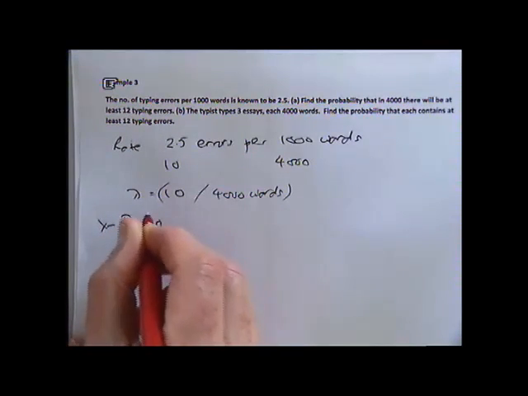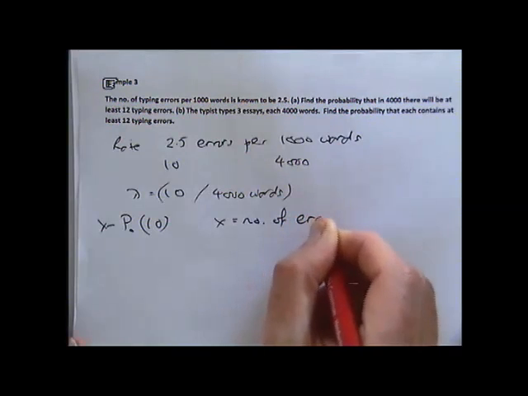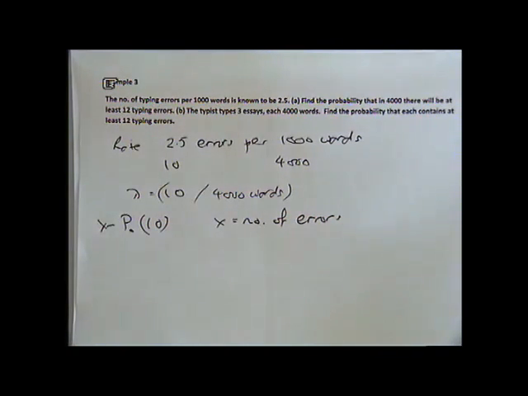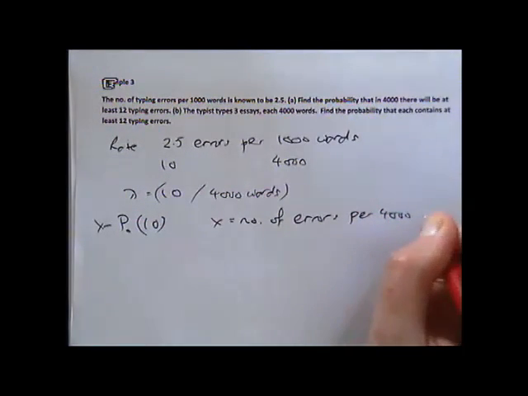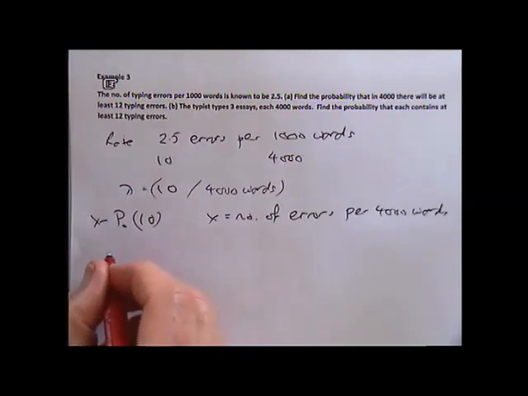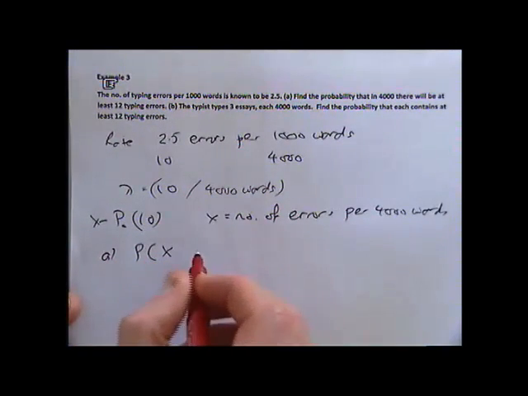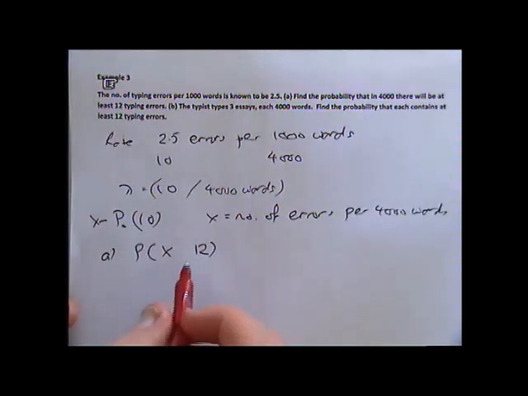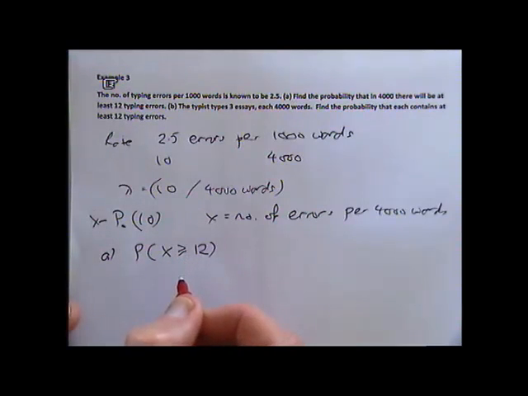So we will have x follows Poisson distribution 10, but we need to say what x is. It's the number of errors that we find, the number of spelling errors that we find per 4,000 words. So part A of the question, find the probability that the errors will be at least 12. To start with, what symbol goes in here between my x and my 12? It's going to be at least 12. Greater than or equal to, because 12 will do.